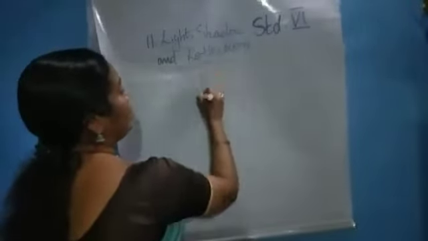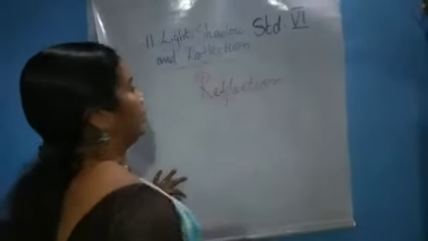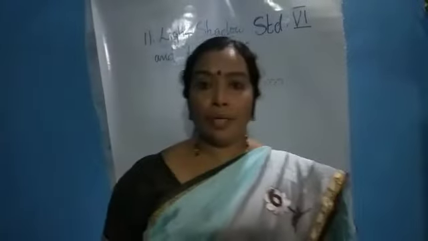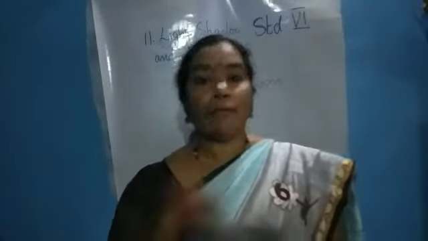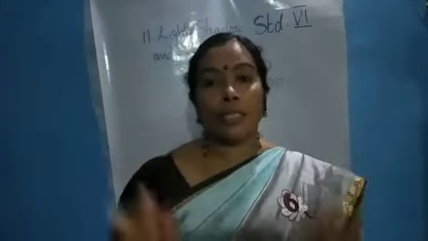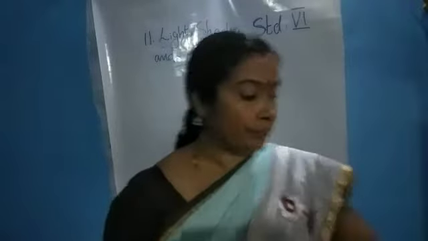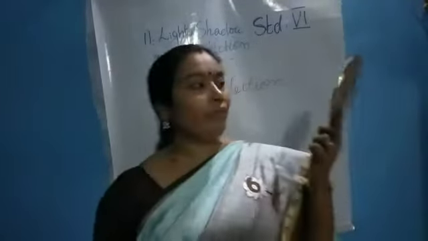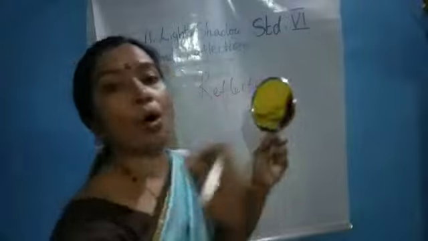The next topic is reflection. What is reflection? We are using the mirror, isn't it? The dressing mirror. We do little makeup while we are going out, and we check ourselves for a last glance. We stand in front of the mirror and check how we are looking, isn't it? So what we see on the mirror, this is a mirror, what can we see? We can see our reflection, our image. So that is called reflection.